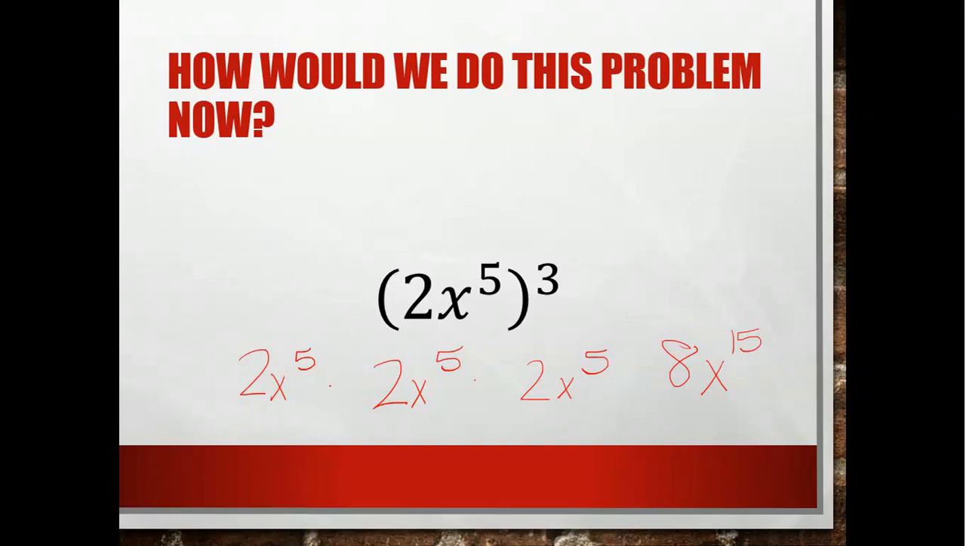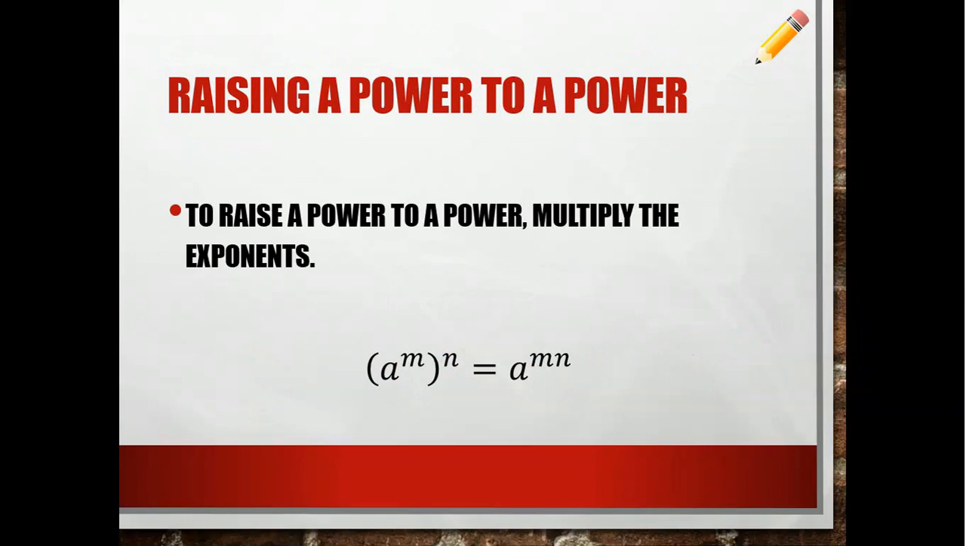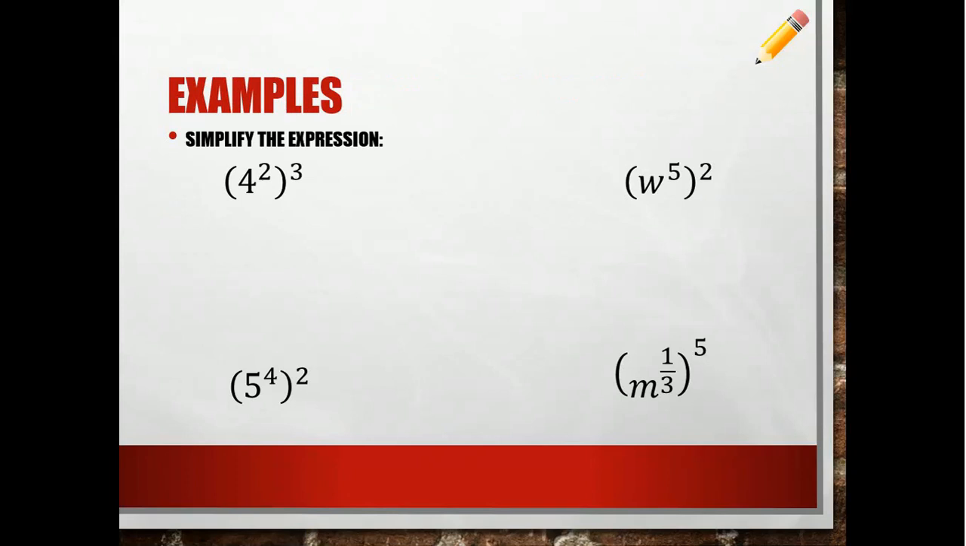Well, what if we wanted to make this a lot easier? What if we wanted to know the quick way to do this problem without having to write out a bunch? So the rule that we're going to use is, when you're going to raise a power to a power, you're going to multiply the exponents. So basically, if you have a base to a power and outside of that you have a power, you're going to multiply the two exponents together to find out what that would be. Let's take a few examples.